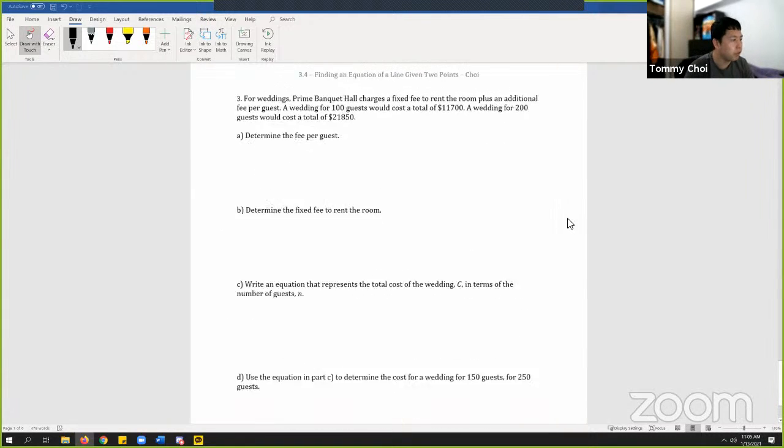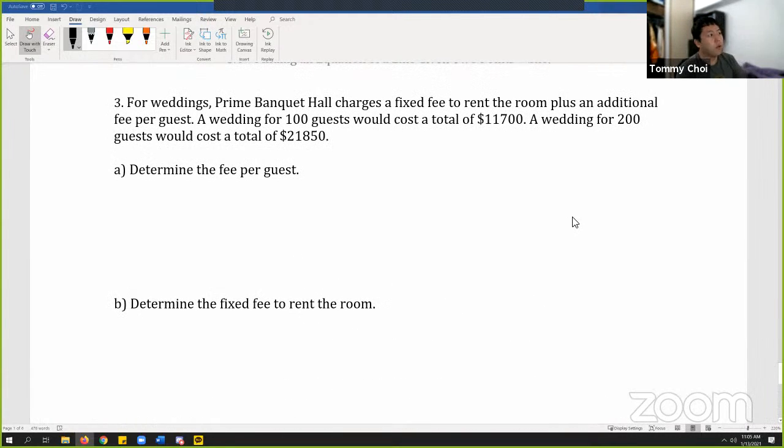For question 3 here. For weddings, Prime Banquet Hall charges a fixed fee to rent the room plus an additional fee per guest. A wedding for 100 guests would cost a total of $11,700, and a wedding for 200 guests would cost a total of $21,850. And it asks us to determine the fee per guest. So first, let's write our x and let y be. So let x be what? What does x represent in our question here?